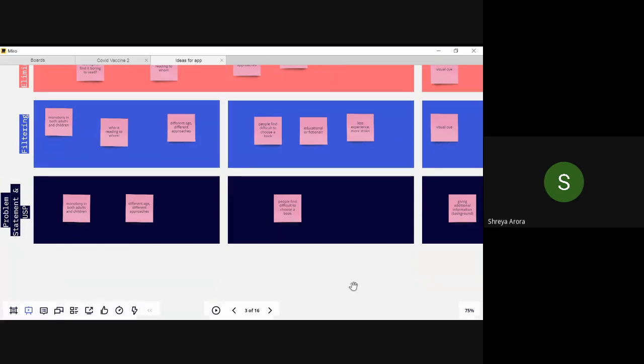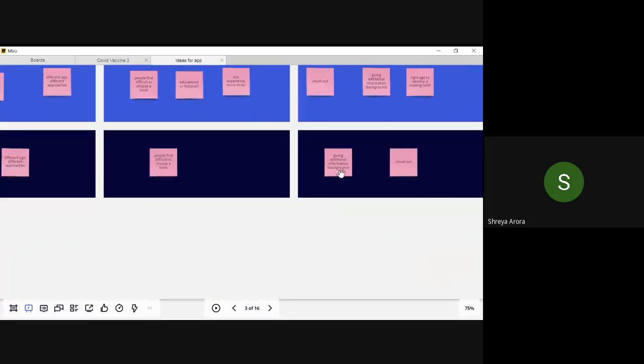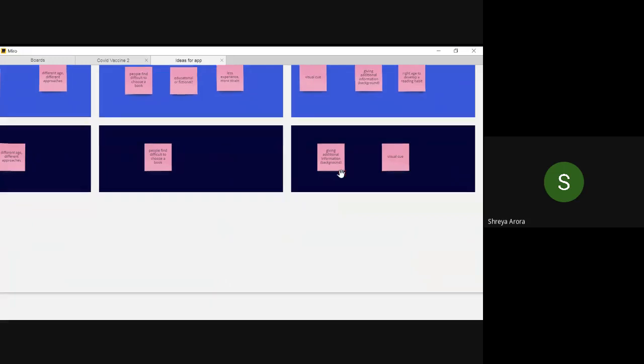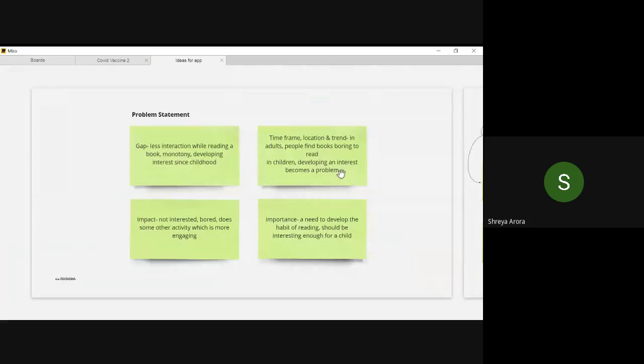And sometimes a child doesn't enjoy reading a book because they don't have background information or the context of the story, so therefore they just back off from the book and so on. So from this I figured out that there is a gap that impacts the children, and therefore something that I am looking into can be a solution.